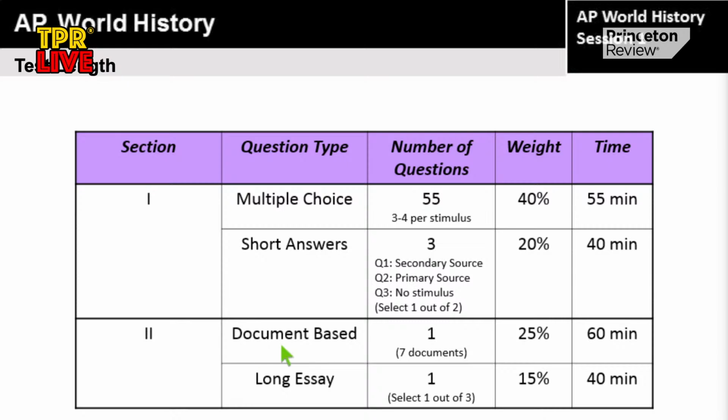Part 2 is where you have your document-based question. So this is your 7 documents that we know and love so well, and that is 25% of the test for 60 minutes. This 60 minutes includes a 15-minute reading time, and yes, you do need the reading time as well. There is a long essay, and there you can select 1 out of 3. That is 15% of your grade, which is 40 minutes.